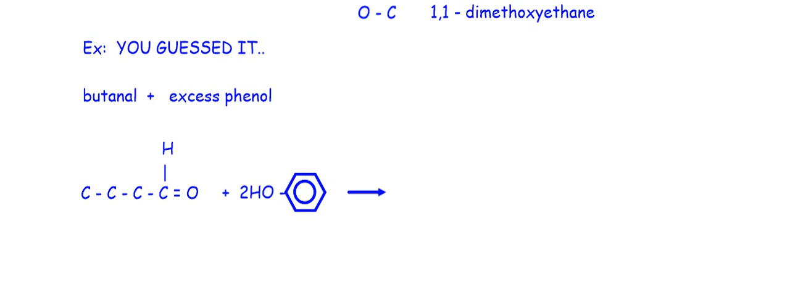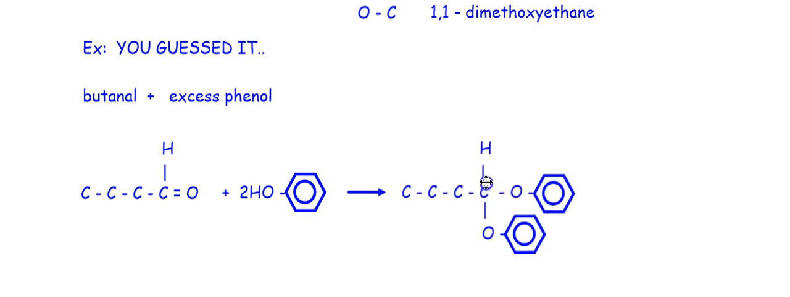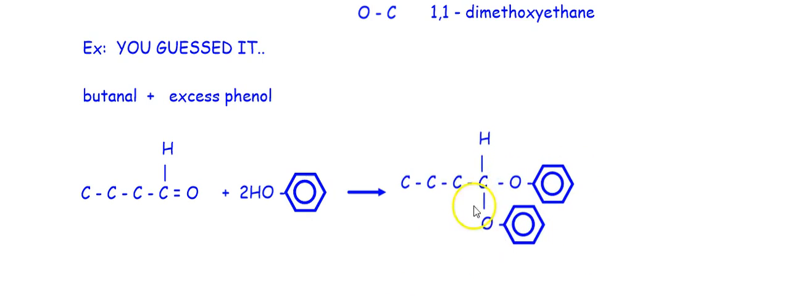Now I drew my butanol kind of oddly, if you will. I put the O over here. Well, again, that's the O that's going to be doing the reacting, right? And here's my phenol. All right, I'm going to take excess. I need 2 of them. So remember, I'm going to end up with 2 ethers. All right, and I did make water.